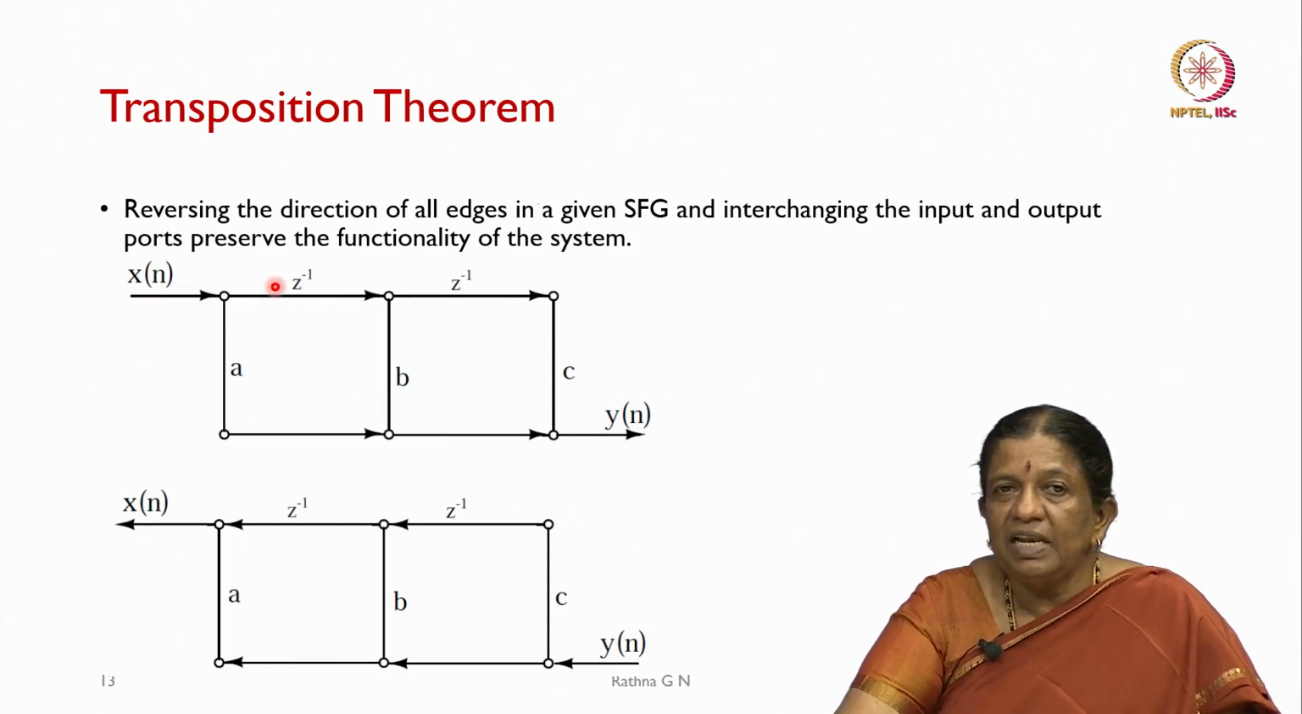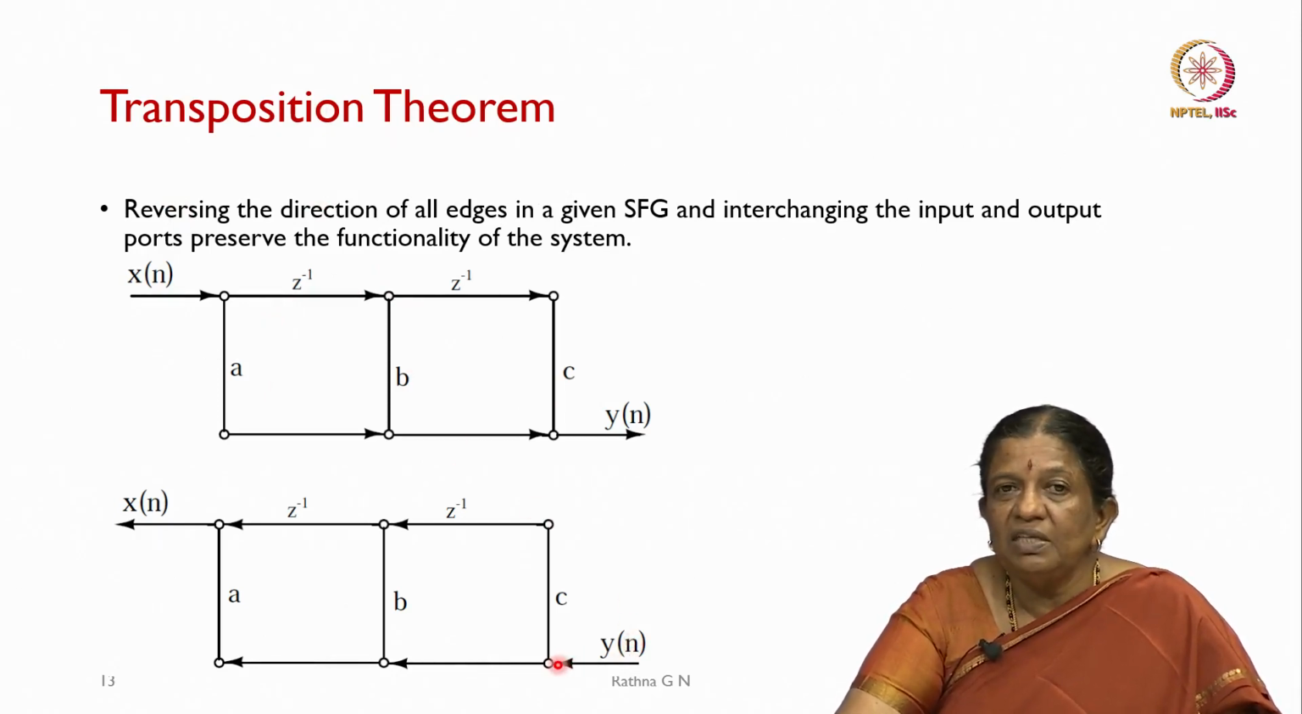So, this delay can be represented as a D, or in the z domain we will call it z minus 1 is going to be the delay. So, each node will be representing this as an adder and this as a multiplier. Now, what we are going to do is, my output I will be changing it as an input and then input as an output, and all the directions are going to be reversed basically. That is what the transposition theorem says.